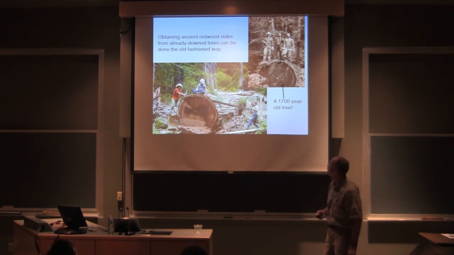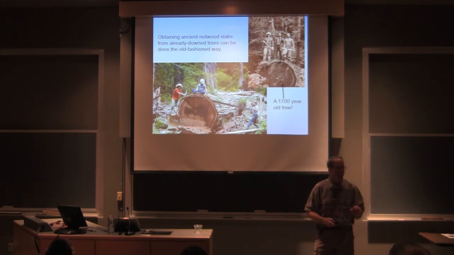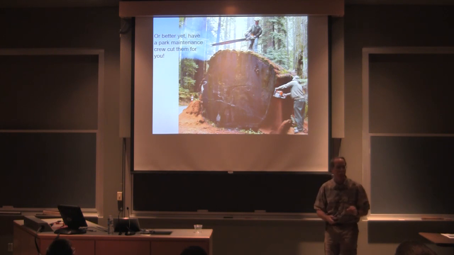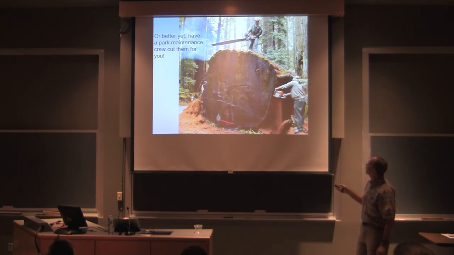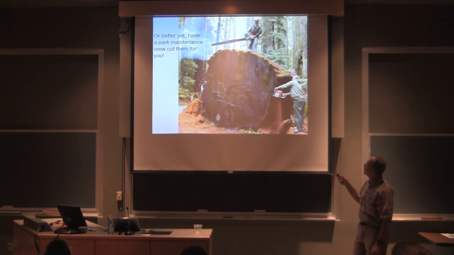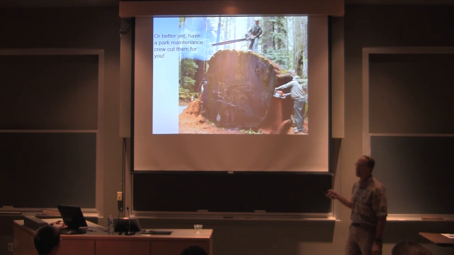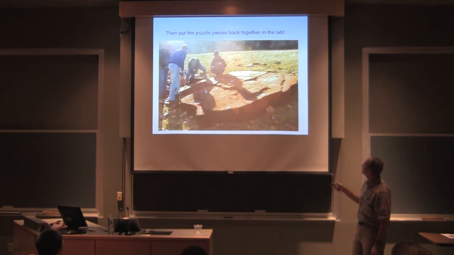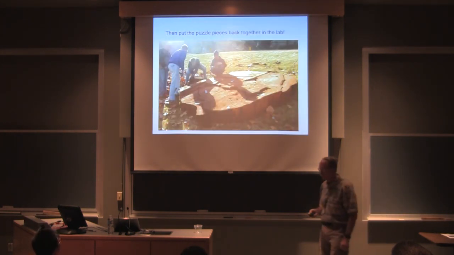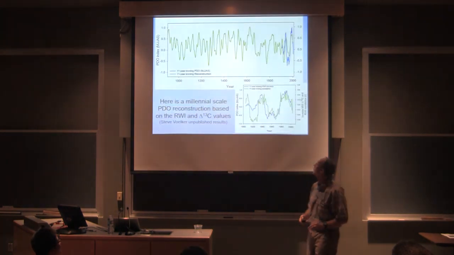We have about 10 slabs. If you can wait till the nesting period's over, you can get the Park Service to use their chainsaws and cut one for you. So here is an over 3-meter diameter tree, and that's a 6-foot bar on a chainsaw. They cut these things for us, and then you take them back to your lab, and you have this big old slab put together. Anyway, that's just the fun part. But here's some cool data.